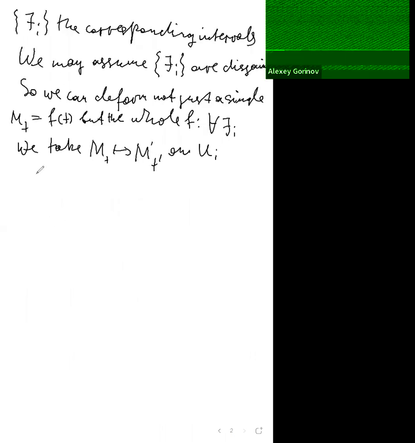Okay, and then once we've done this for J1, we do this for J2 and so on, and since the intervals are disjoint, what we do on the second step does not mess up what we've already done on the first step.